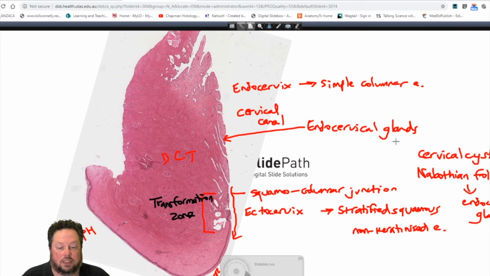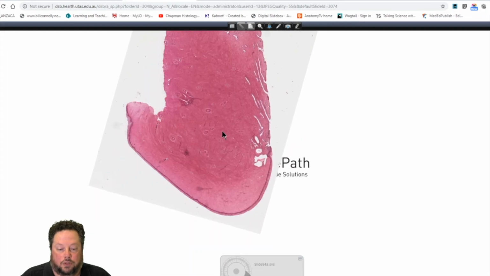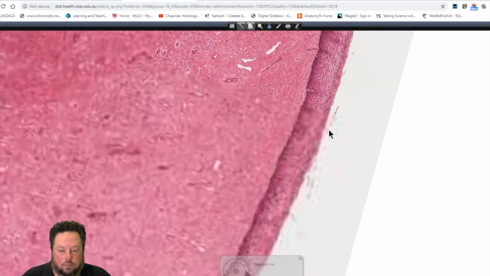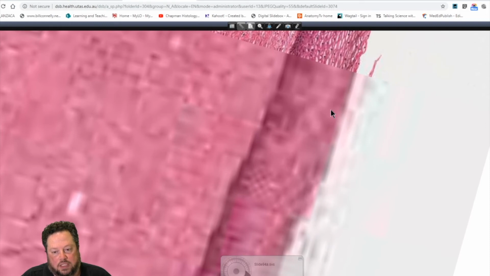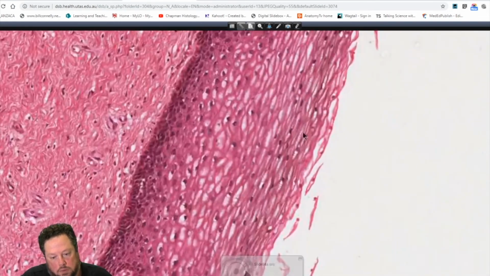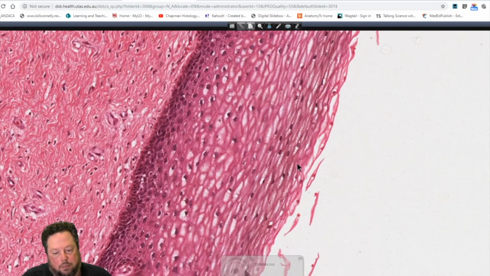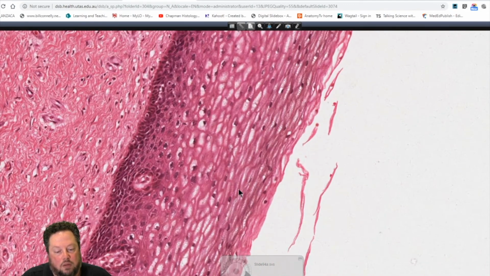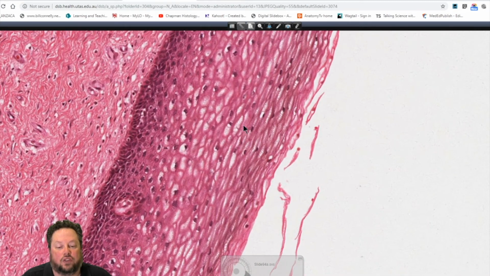Okay, so this section, I might just clear that now, close that. So this is the stratified squamous epithelium here. So you can see a very thick epithelium. We've got nuclei all the way to the surface. But what you might also notice is that these cells are very pale staining. Because these cells are very similar to the epithelial lining of the vagina, they actually also secrete glycogen. And glycogen is an inert substance, and therefore doesn't stain with hematoxylin and eosin.